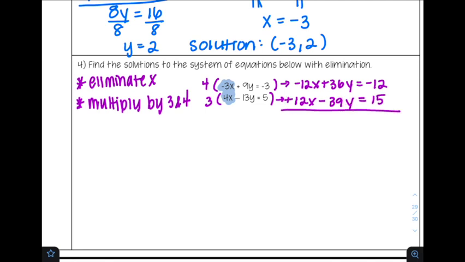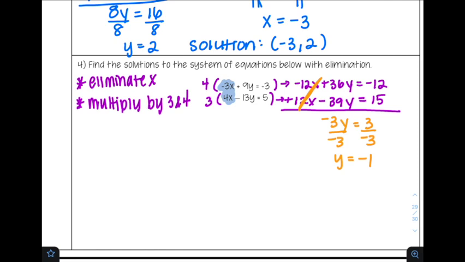And now I can add those together. Here we're going to cancel our x values, or x variable. That was the whole point. I have 36 minus 39y, which is going to be negative 3y. Negative 12 plus 15 is 3. Divide both sides by negative 3. I'm going to get y equals negative 1. So your y value that you should have gotten was negative 1.